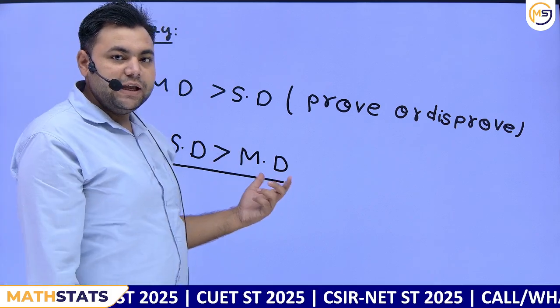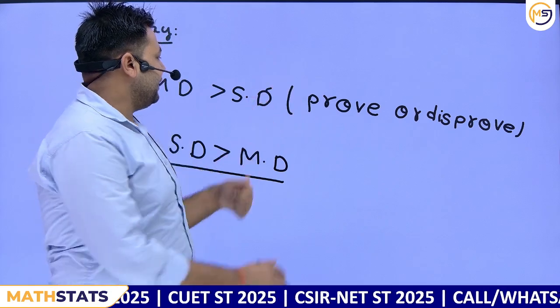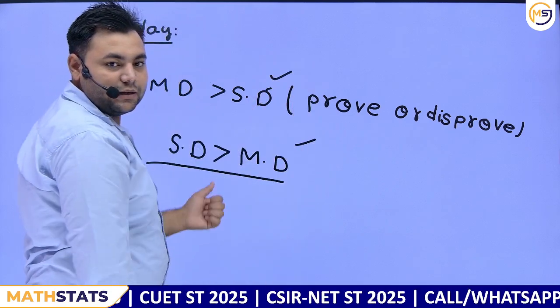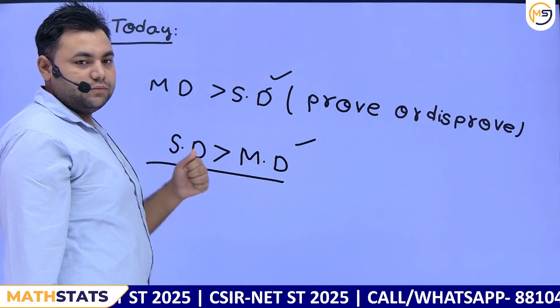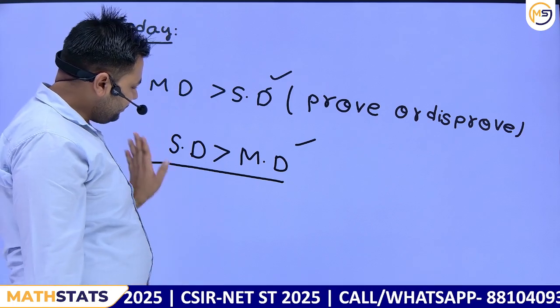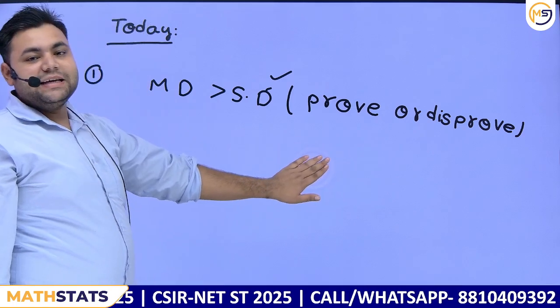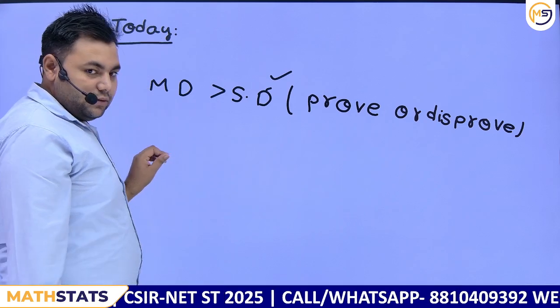I want to say this is correct or this is correct. This is correct or this is correct. Okay. Mean deviation. Is the minimum?